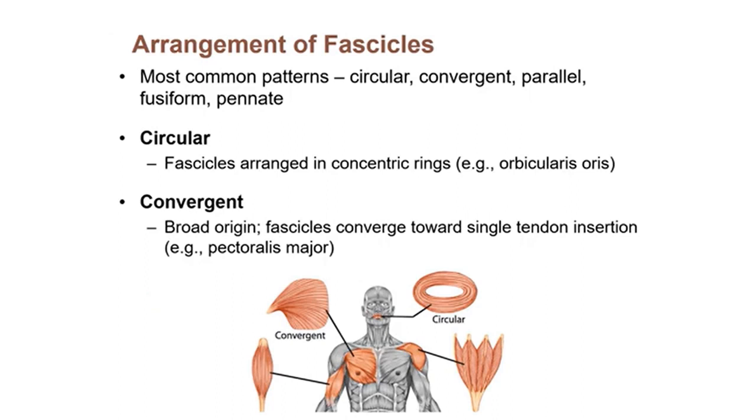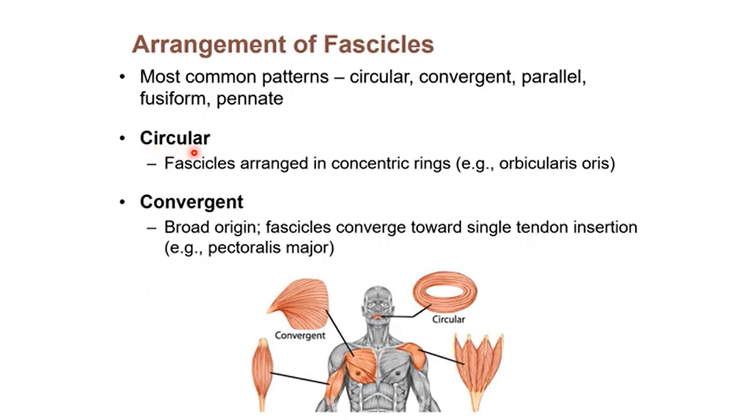So, types of muscles, right? When you look at the muscle arrangement based on their fibers or fascicles, the most common muscle groups you have are circular, convergent, parallel, fusiform, and pinnate. How do you say that in English? Pinnate? There you go. All right.